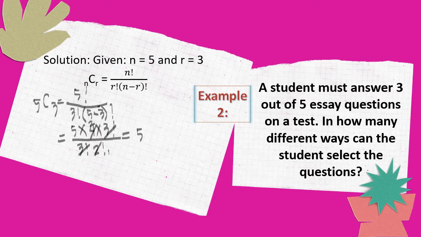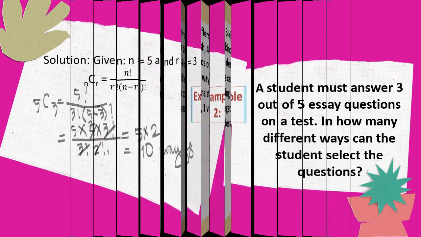So, 5 times 2 is equal to 10. So, the answer is there are 10 different ways. Ayan. Mag-proceed naman tayo sa example number 3.